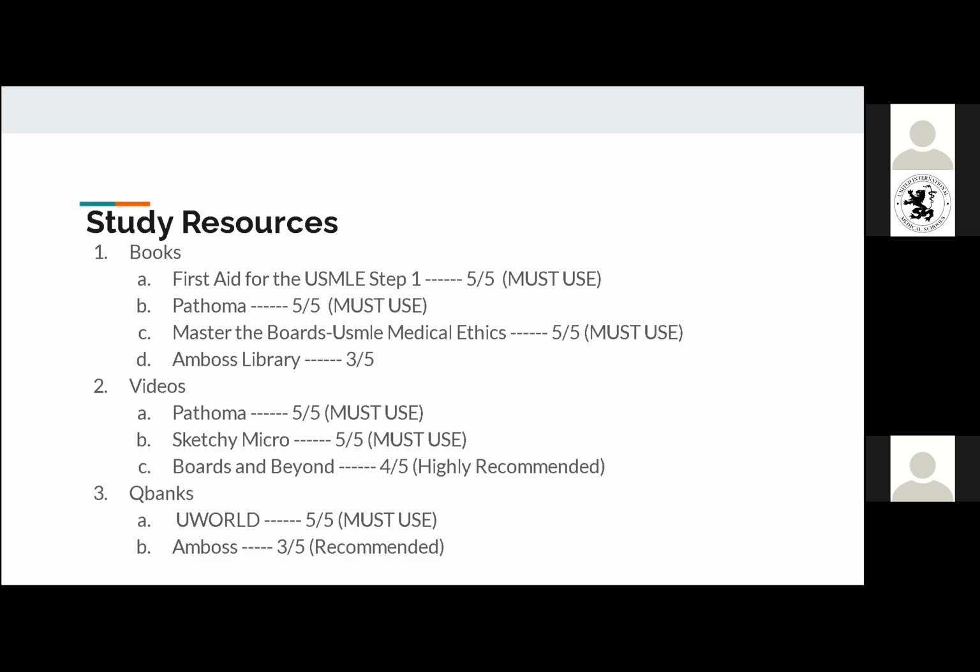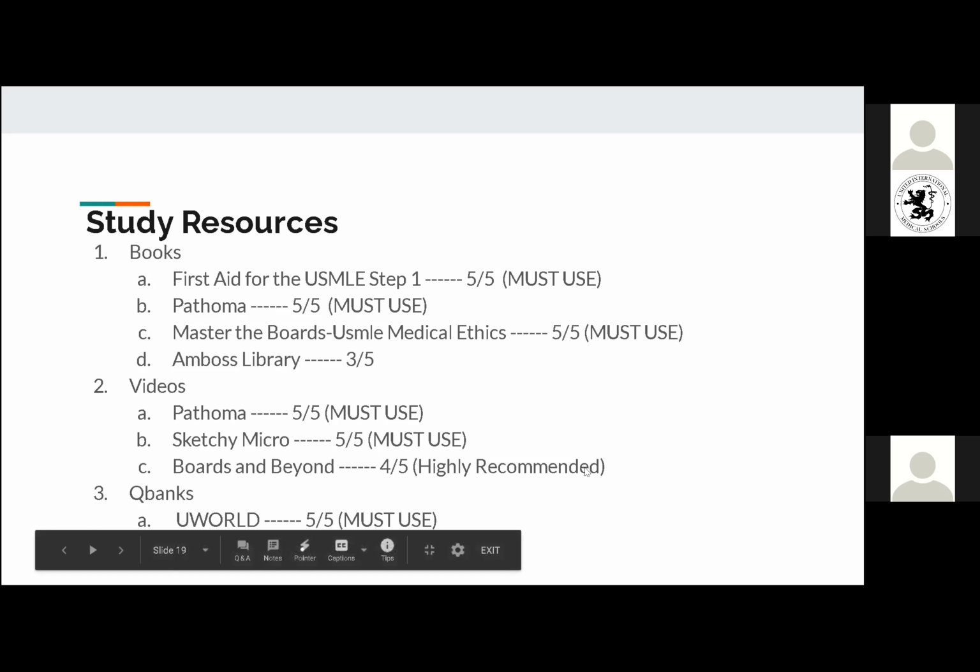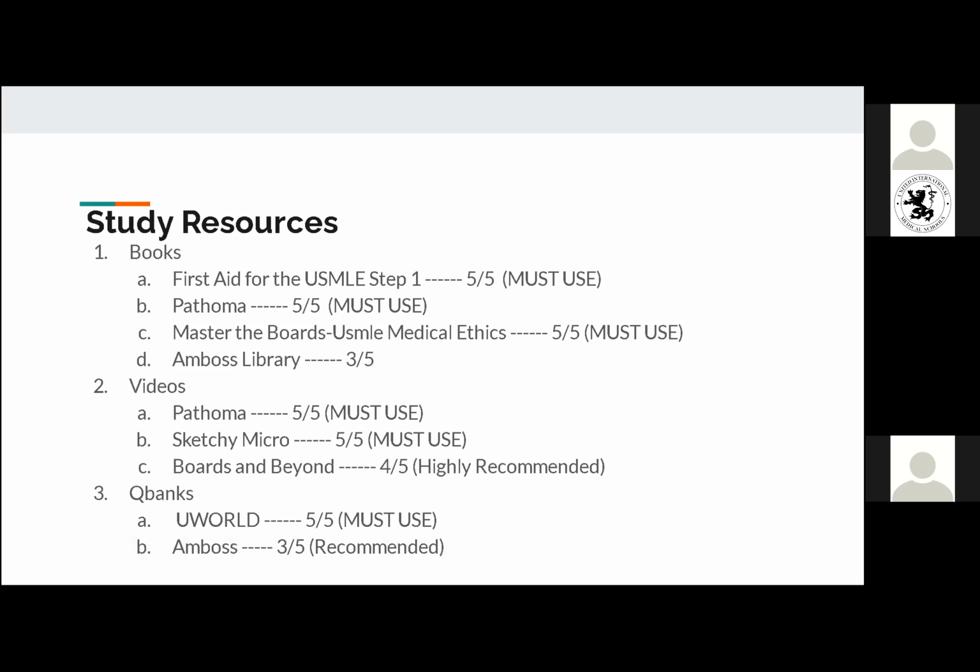So this was the resource that I used most for studying for USMLE, Boards and Beyond. I used it before starting my dedicated preparation, and also during the dedicated preparation. So it's a really important resource. This is my personal recommendation. Not everyone uses Boards and Beyond, but I really recommend it. If you have more questions about how to use it, you can message me after the presentation.